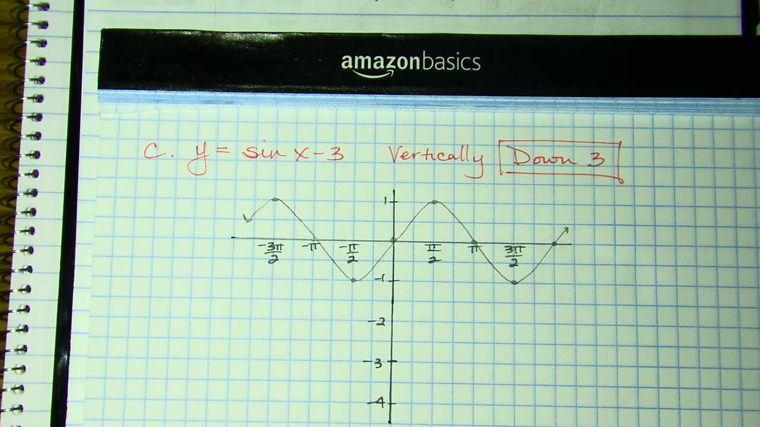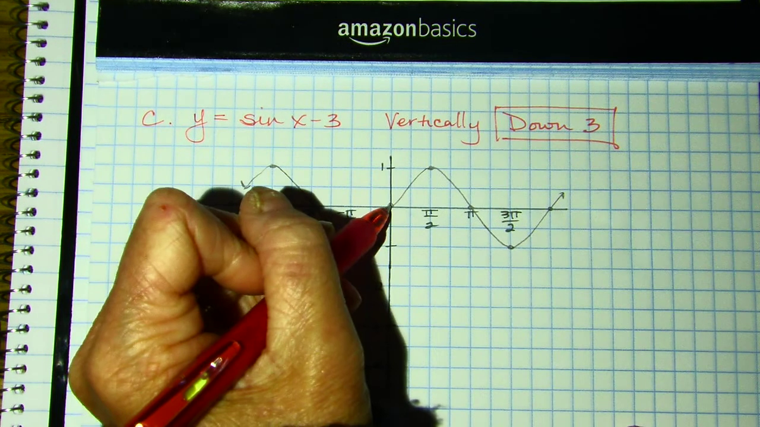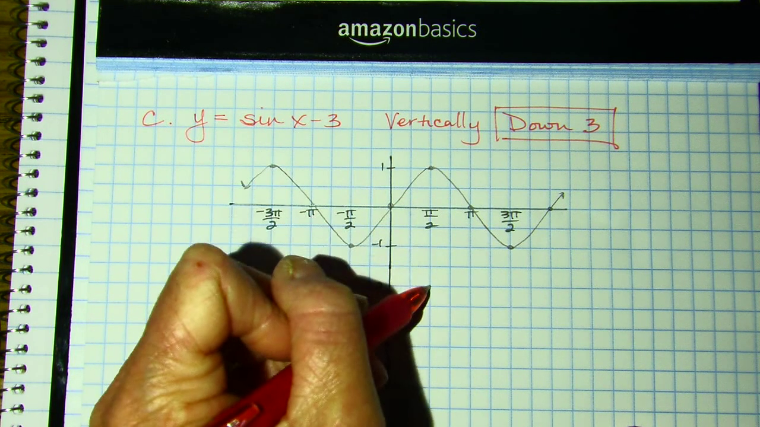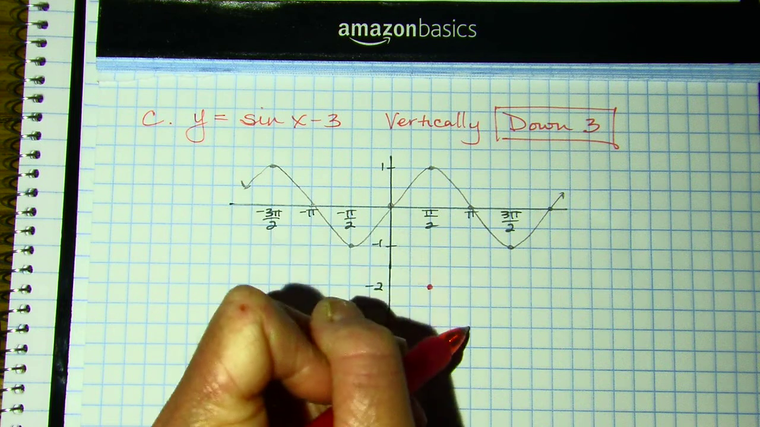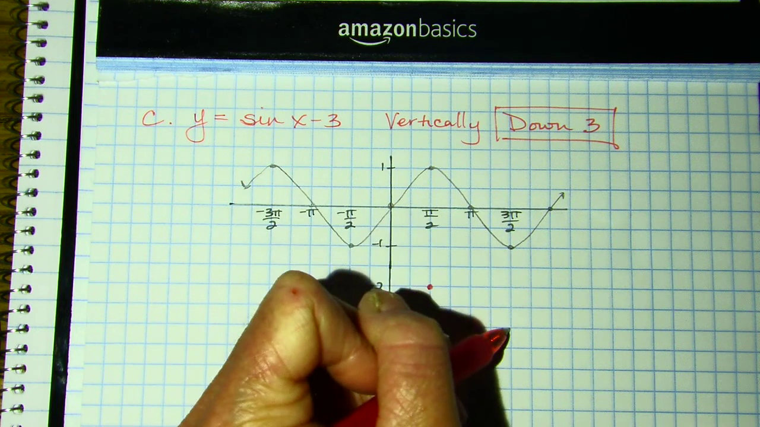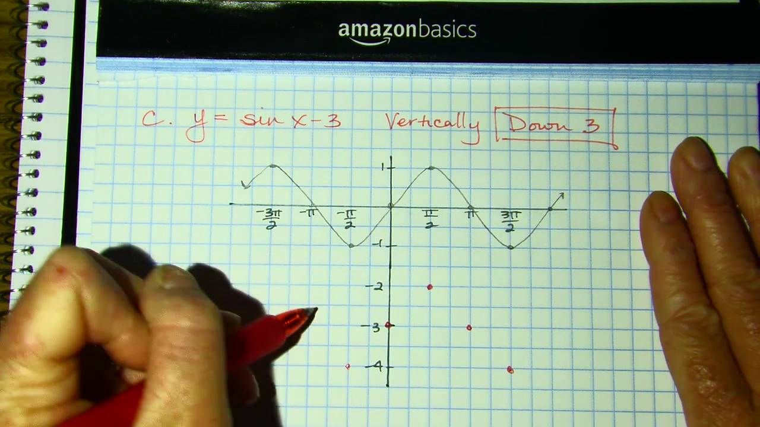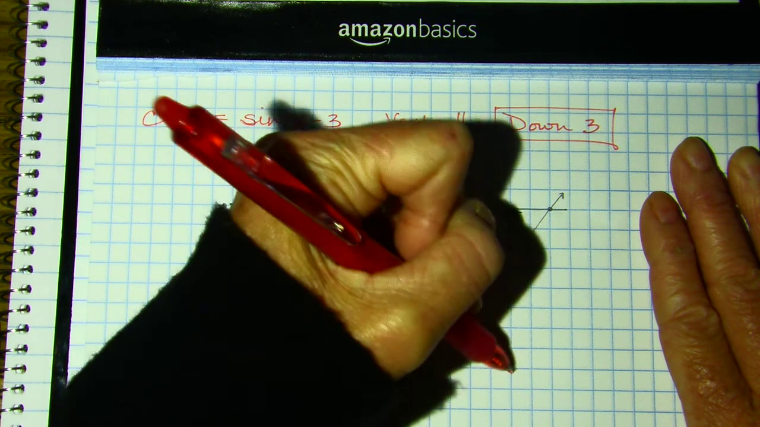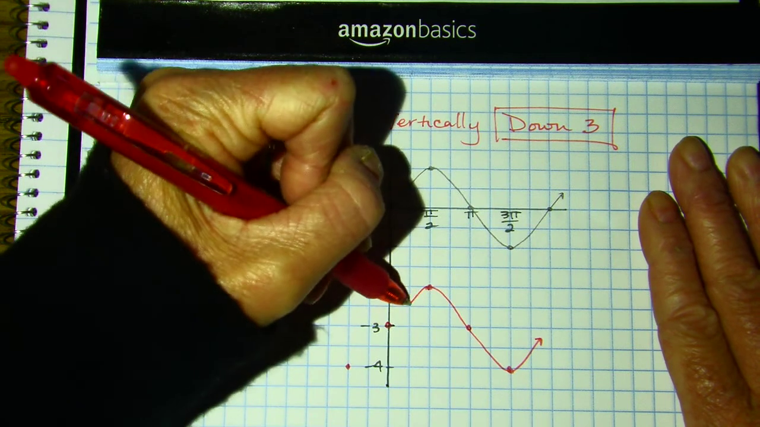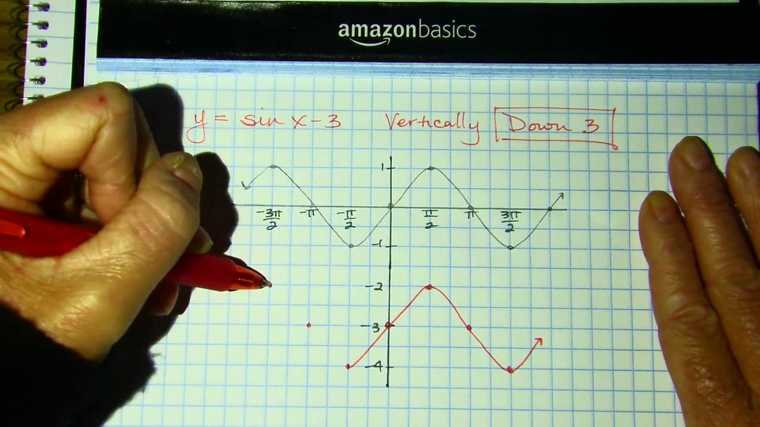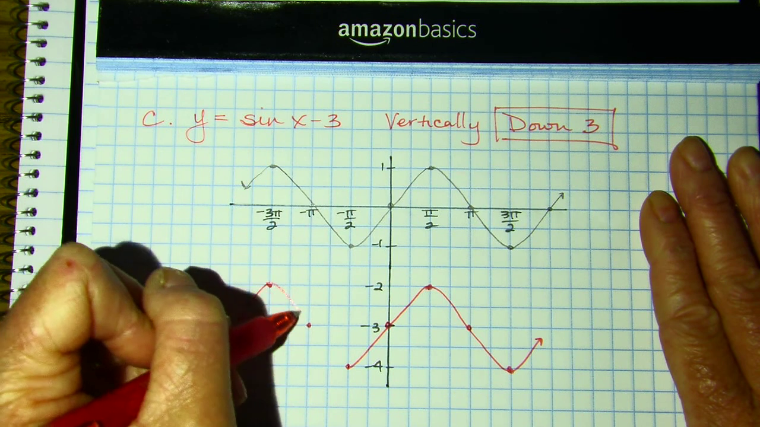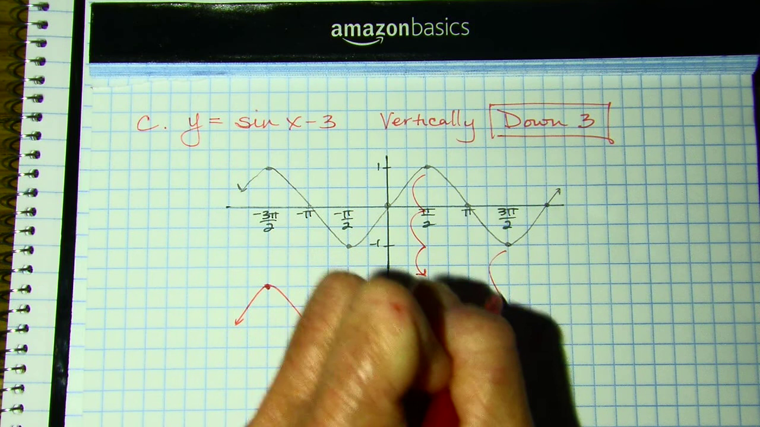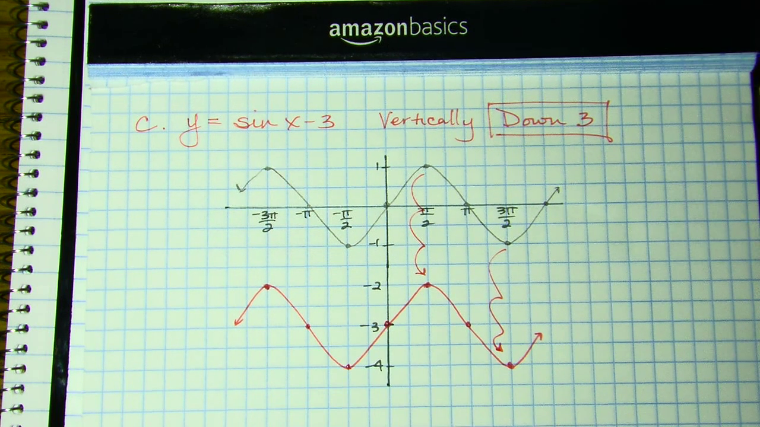All right. And then I am going to shift each point down 1, 2, 3. And then you'll start to see a pattern. So here is my new graph. So I just shifted each one down. Okay. All right, moving on.